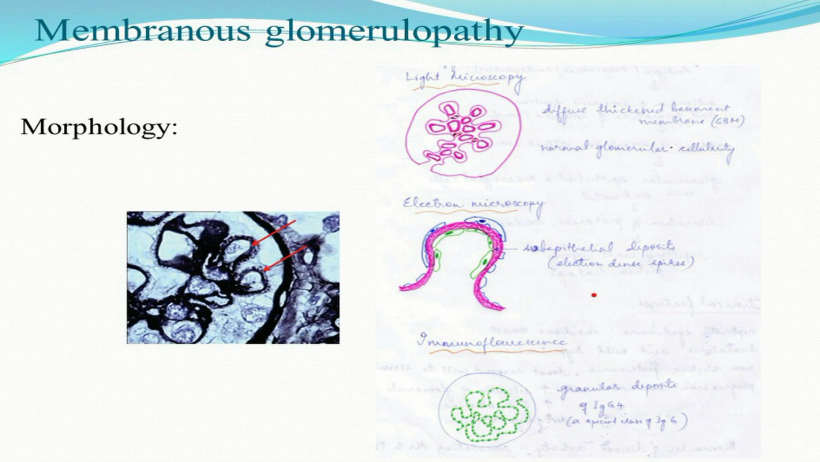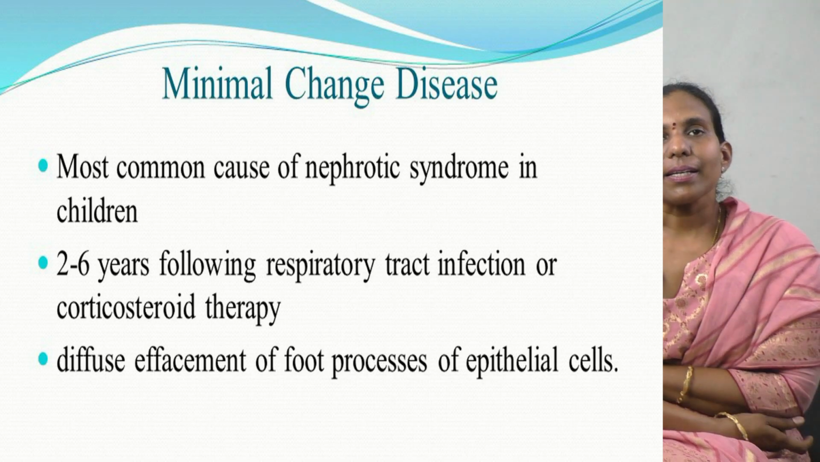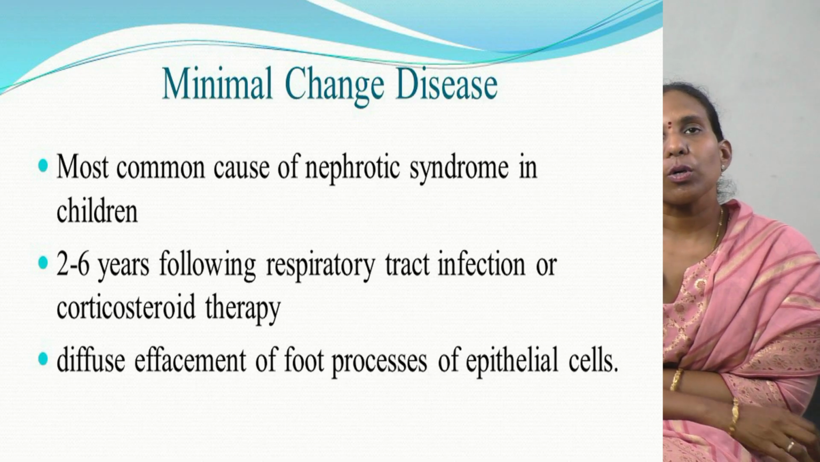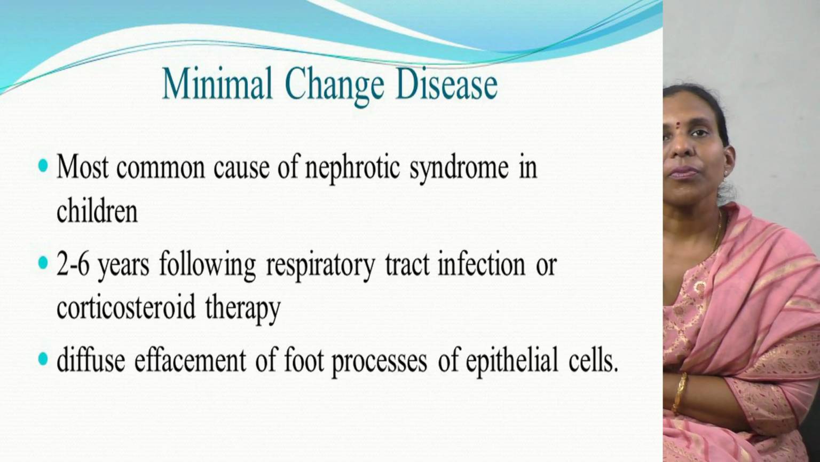This is a line diagram showing you the light microscopy, where there is diffuse thickening. Second one, electron microscopy, subepithelial deposits, and the immunofluorescence, where you have granular deposits. Next, we see about minimal change disease. This is the most common cause of nephrotic syndrome in children.